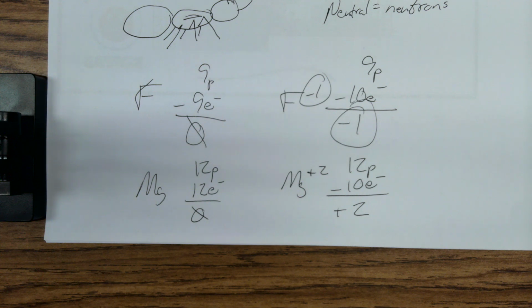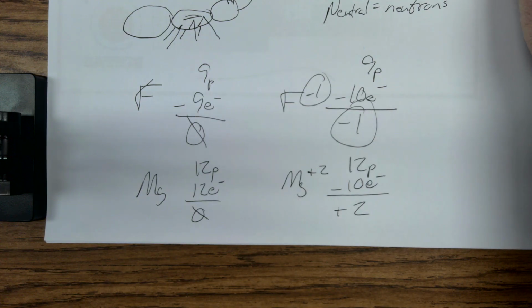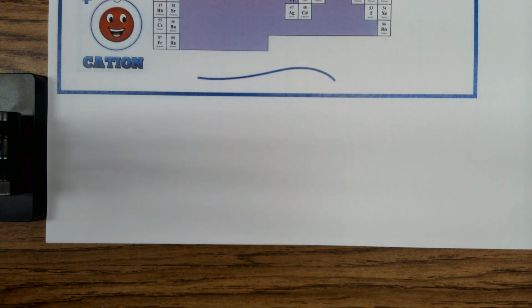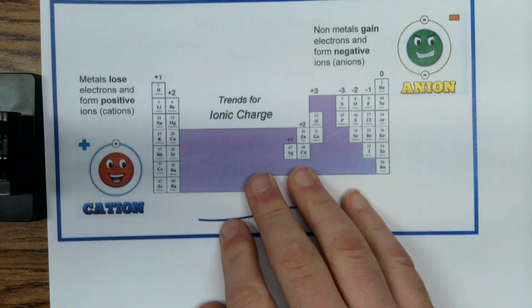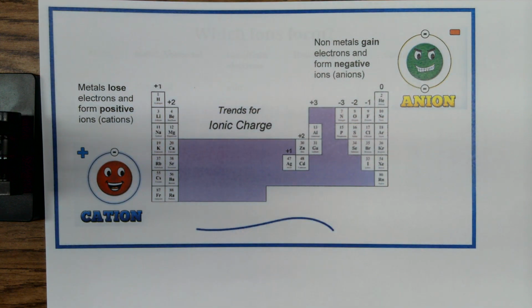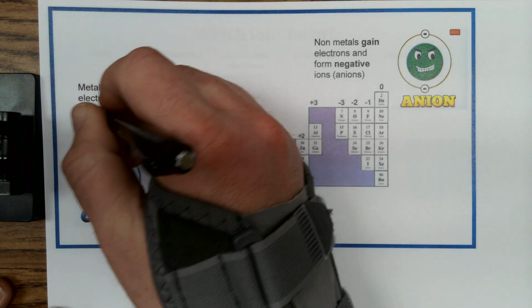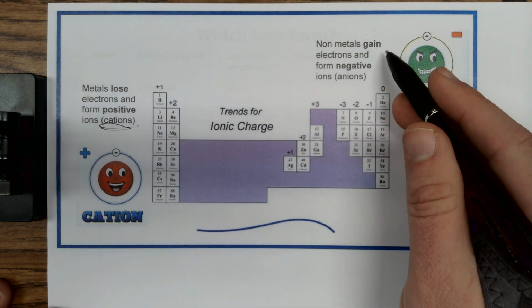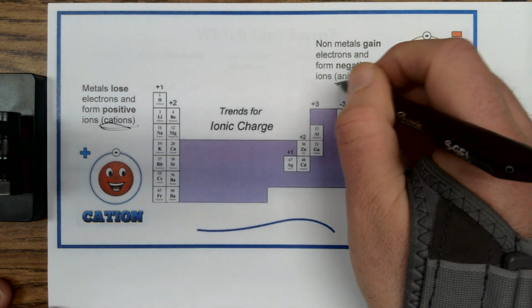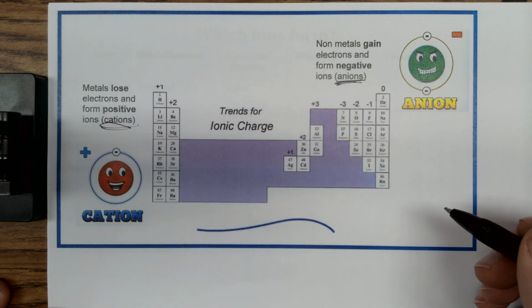Everybody ready to move on to the next one? Okay. So I have an image, and I do believe I put them on your slides. But this is kind of a catch-all, just a reminder. So my metals are always going to lose electrons to become positive, forming my cations. My nonmetals always gain electrons, becoming negative, forming my anions.